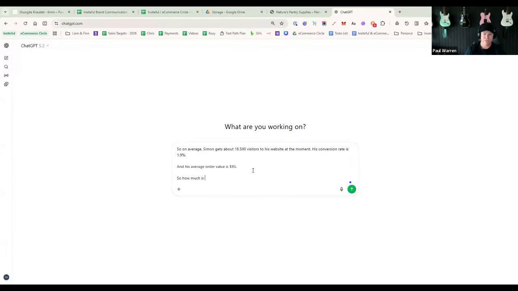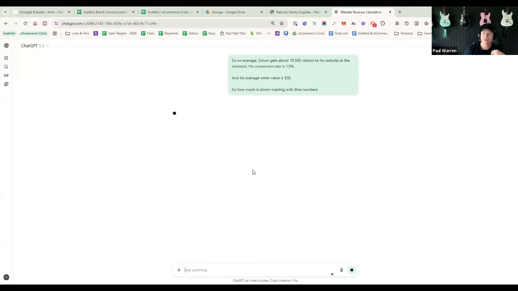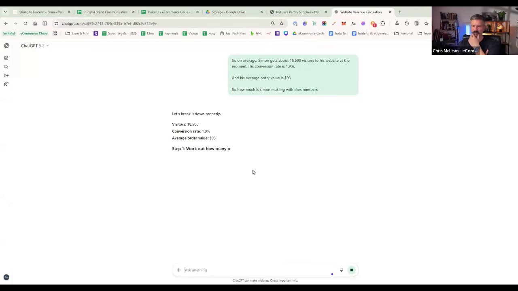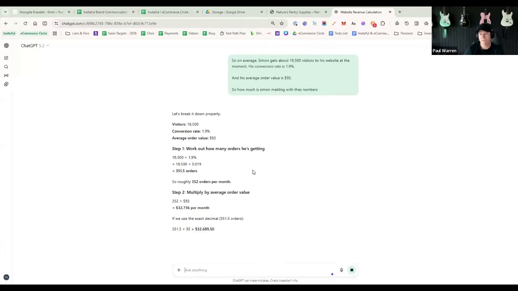This is going to skew the figures a bit, but we'll use these numbers anyway. So how much is Simon making with these numbers? It's probably not going to be what you said, but everyone will be able to see what I'm talking about here. 32 grand. So there you go, $32,700 a month.